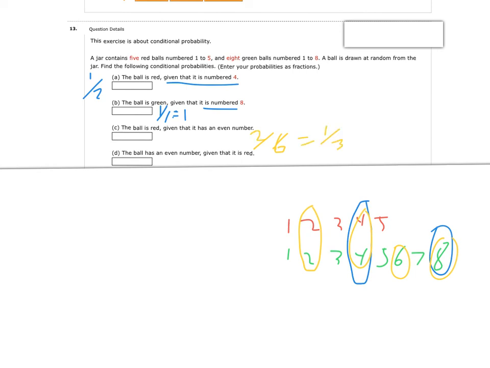And then lastly, let me get another color for this. I'll go pink. The ball is even given that it is red. So this one I'm only looking at the red ones, so there's 5, because it says given that it's red. And then what's the probability that it's even? Well, there's only 2 out of those that are even.